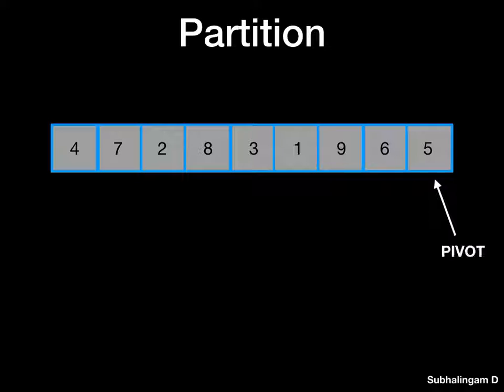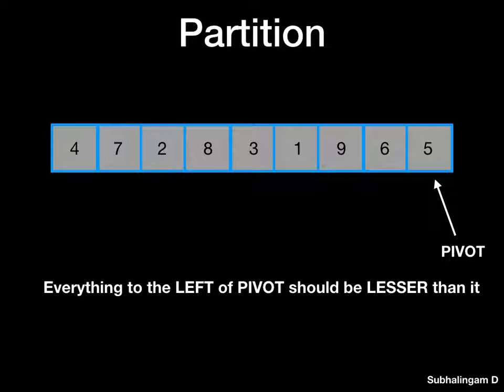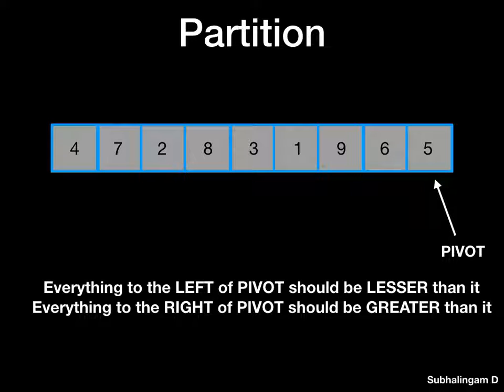We have something called a pivot, which can be any object in the list. It can be the first element, or the last element, or even a randomized selection. For convenience, I'll fix the pivot as the last element. We need to do some operations such that everything to the left of the pivot will be lesser than it, and everything to the right of the pivot will be greater than it.